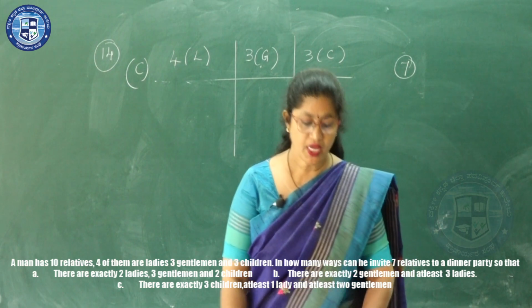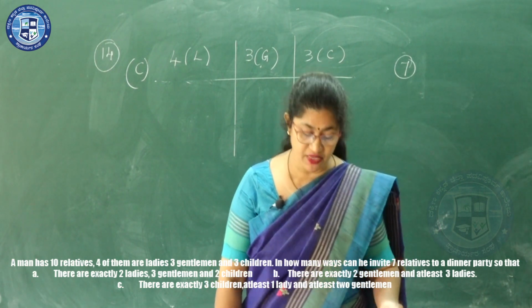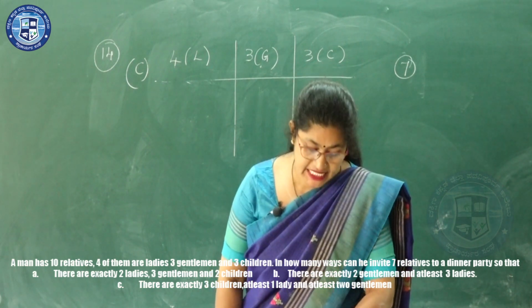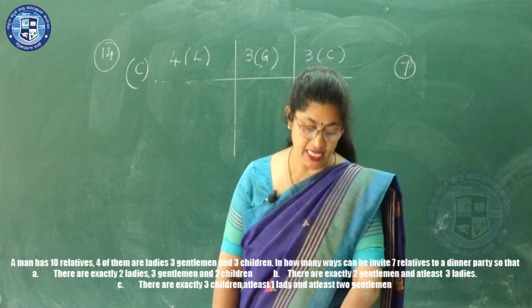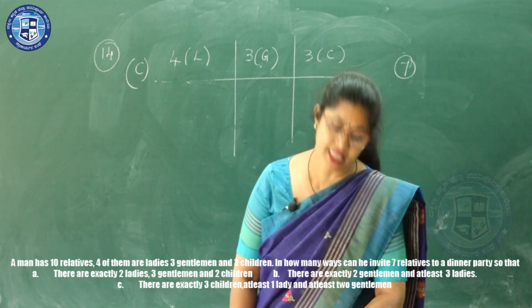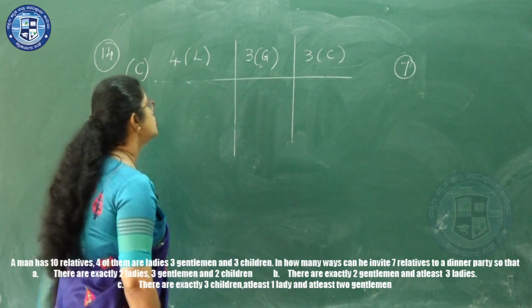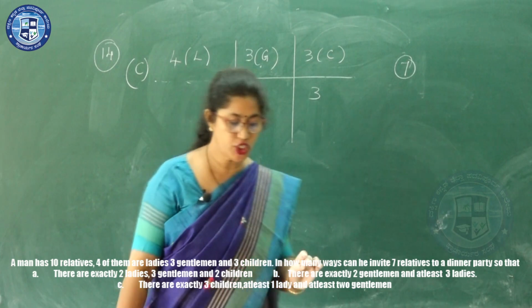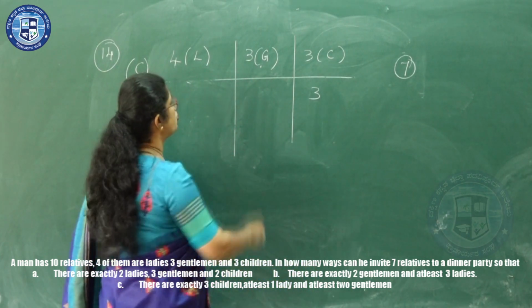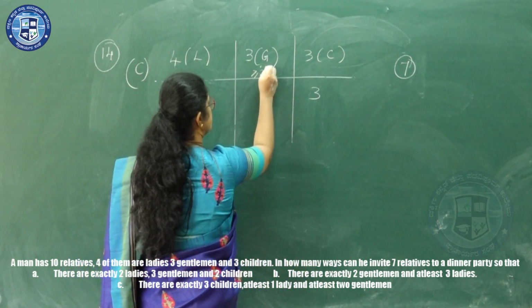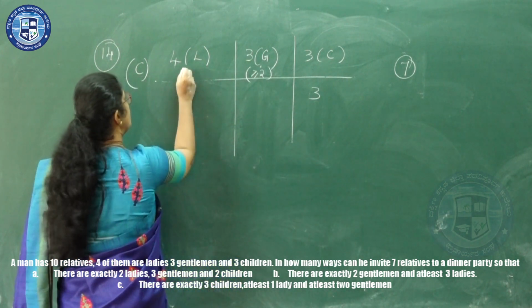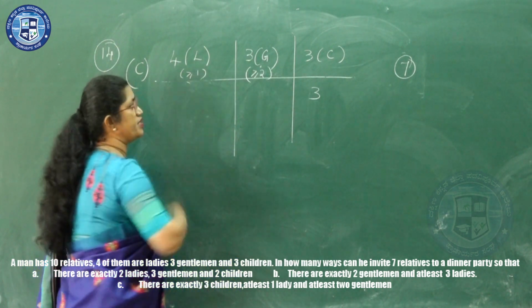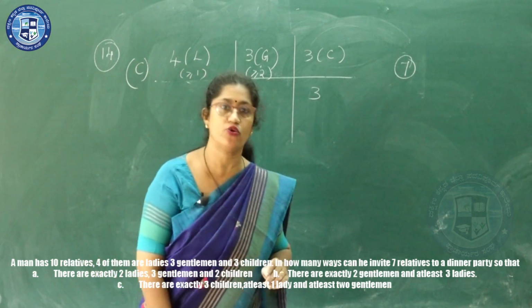Option C. In how many ways can you invite 7 people if there are exactly 3 children, at least 1 lady and at least 2 gentlemen? Children should be exactly 3. Gentlemen should be at least 2. At least 2 means it is greater than or equal to 2. Ladies should be at least 1. So it is greater than or equal to 1.